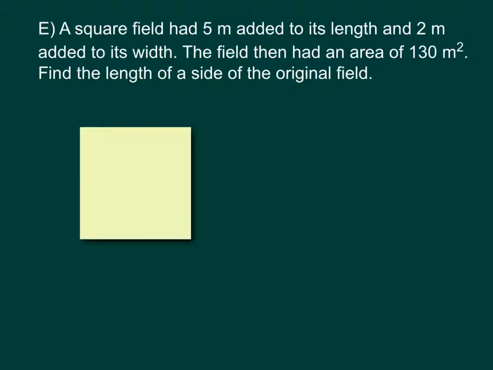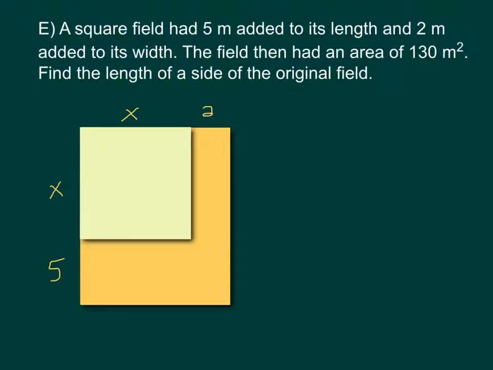Here's my original field. It's square. I don't know how long each side is right now, so I'm just going to give it a basic measurement of x. The reason that I know it's x on each side is because it's a square, where all of the sides are congruent. They're all the same length. Now, let's change this diagram by adding 2 meters to its width and 5 meters to its length.